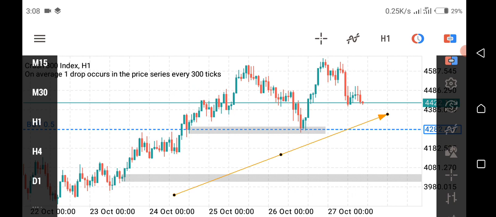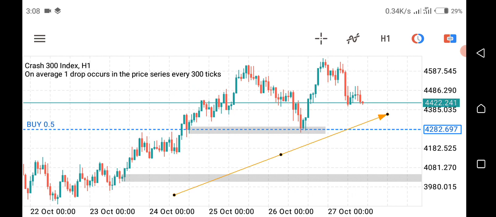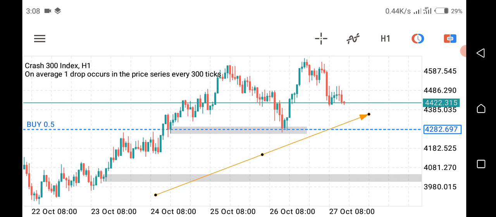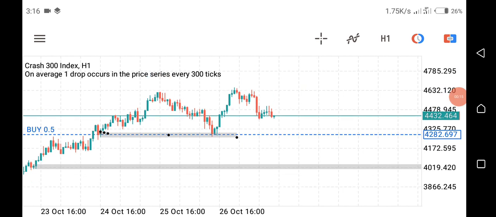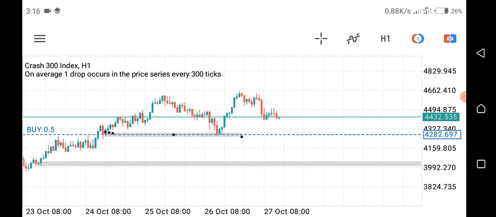So looking at this now, you see that I have this zone here. So this is a zone. This is the demand zone now that I used to enter this trade. So how did I draw this zone? But before that, you can see I have another zone under this one here.